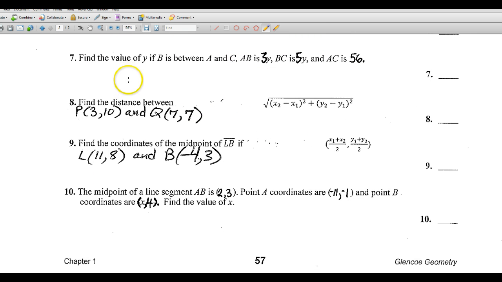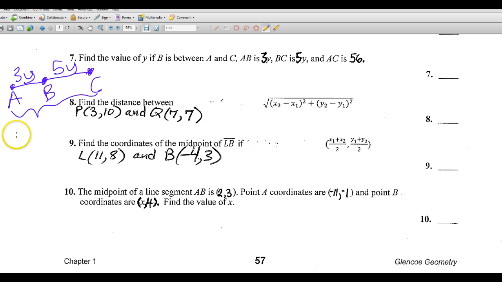Number 7, find the value of y if b is between a and c, ab is 3y, bc is 5y, and ac is 56. So always make a diagram, make sure that everything is in the right spot before you start setting up an equation. So we have b in between a and c. So this is 3y, bc is 5y, and our entire length is 56.